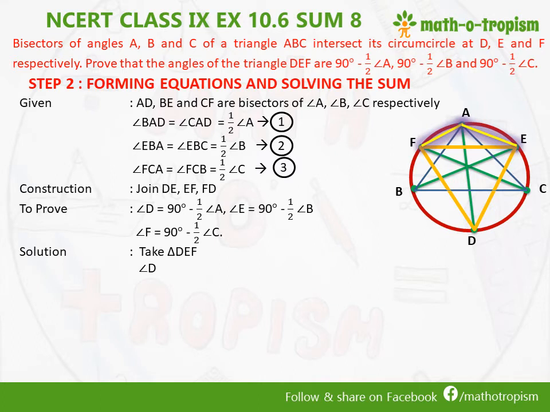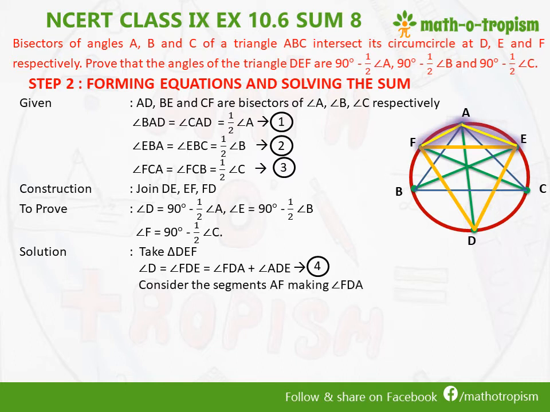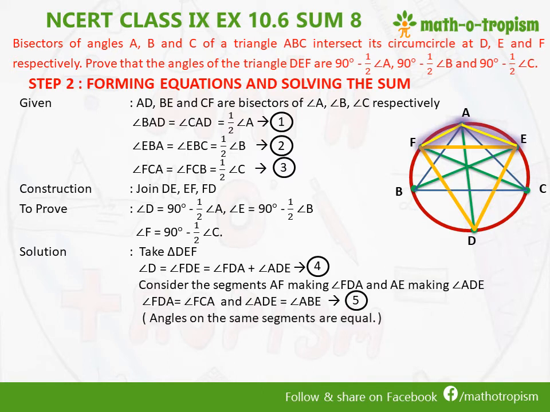So from that, angle D is nothing but total angle FDE, which is nothing but angle FDA plus angle ADE. Now this we will keep as equation 4. Next we will consider the segments AF and AE, where AF is making the angle FDA and AE is making the angle ADE. So when we take AF, we can see that angle FDA will be equal to angle FCA, and similarly angle ADE will be equal to angle ABE. Keep it as equation 5, because angles on the same segment are equal.